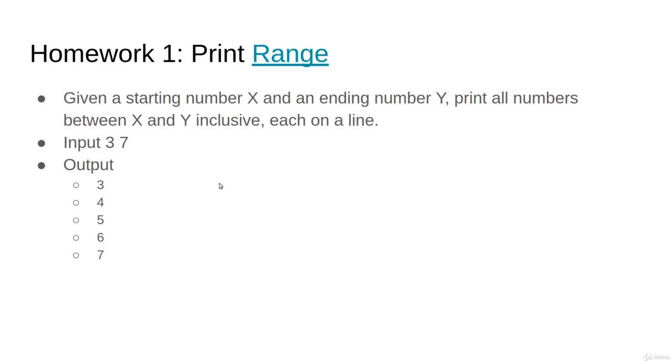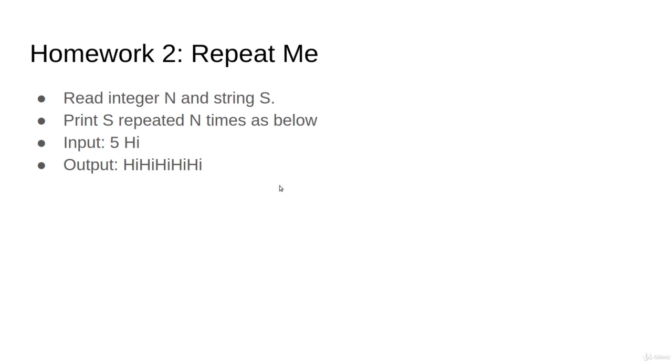Fair enough. In the second program, you will read an integer n and the string s, and then you will repeat s n times as below. For example, if you read 5 and "hi", you will print hi, hi, hi, hi, hi. Remember, we can do that easily with the strings by itself. We can multiply "hi" times 5 and that's all. But I would like to do that using loops.